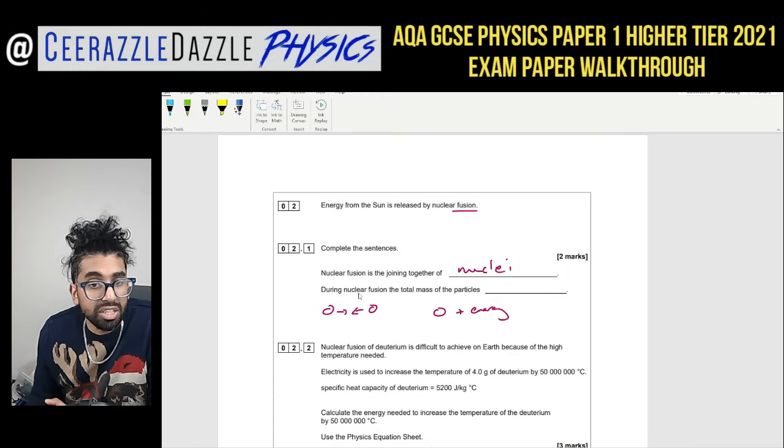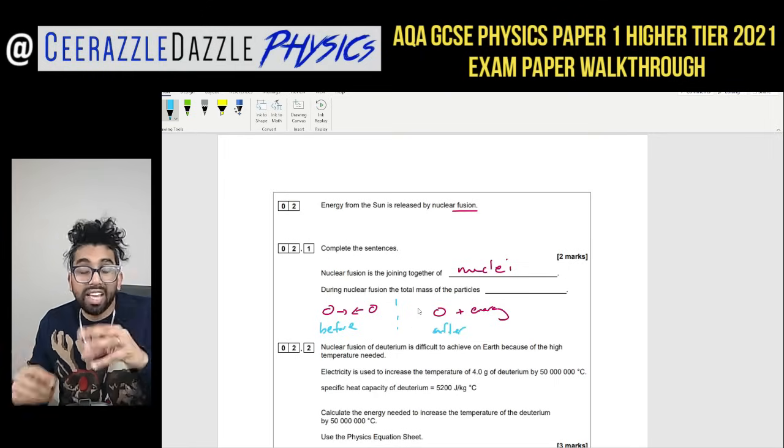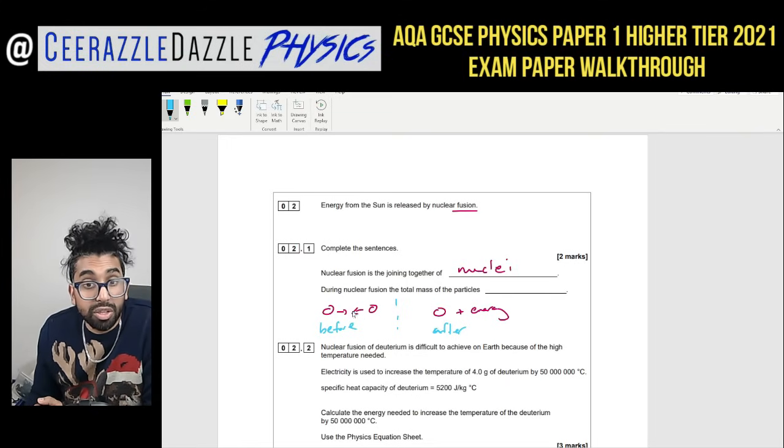There's some energy released. So this is a before stage. I'm just going to very simply draw this as a before, and then afterwards this is an after stage here. They fuse together. This is nuclear fusion. Energy is released here. But the mass of it beforehand will be greater than the mass of it afterwards. So there is going to be a mass loss. So therefore, during nuclear fusion, the total mass of the particles will decrease.